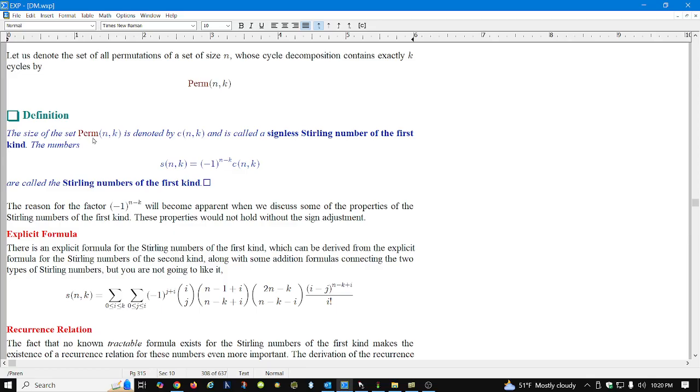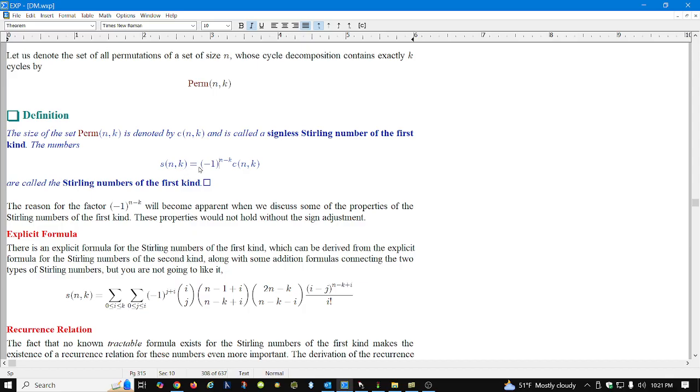Then the size of this set, in other words, the number of permutations of size n whose cycle decomposition contains exactly k cycles, is denoted by little c n k and is called a signless Stirling number of the first kind. This number, where we're adjusting the sign by multiplying by -1 to the n minus k, is little s n k, and that is a Stirling number of the first kind.